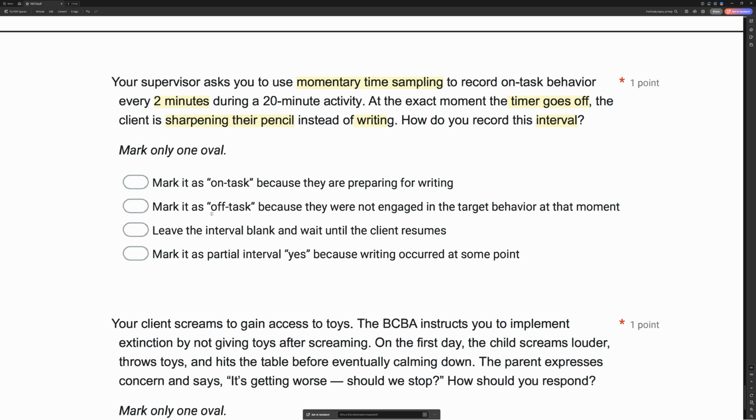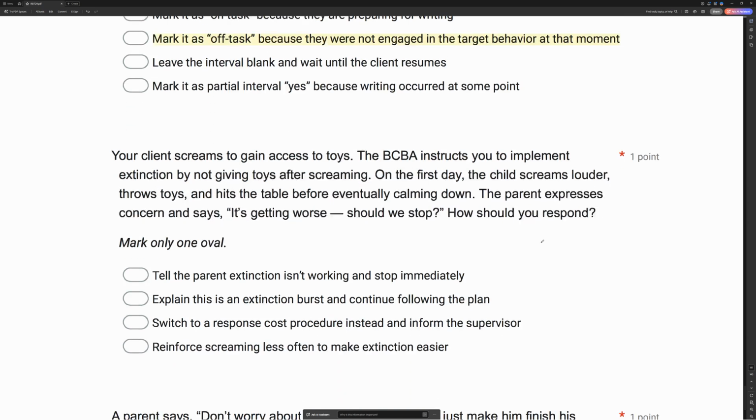So this is a good example of some of the flaws and drawbacks of using something like momentary time sampling to measure behavior. And then C, leave the interval blank and wait until the client resumes. No, we've got to mark something, right? We are taking data. So we're going to mark it as off task because they were not engaged in the target behavior at that moment.